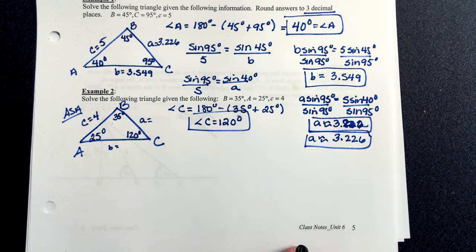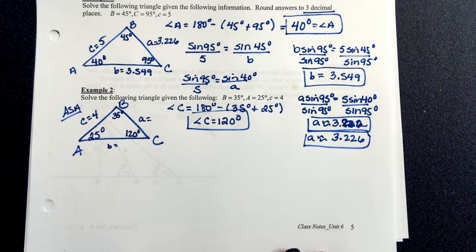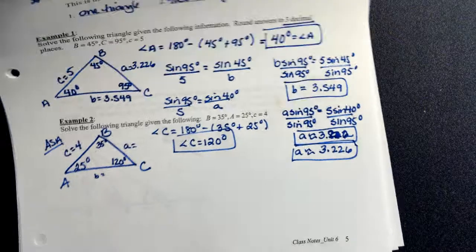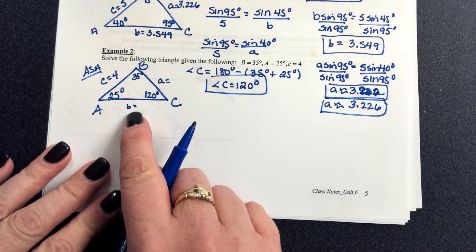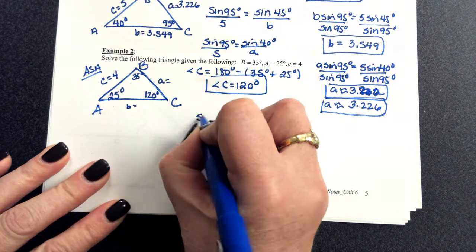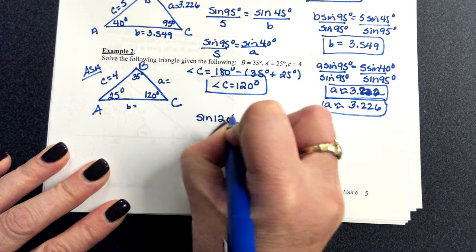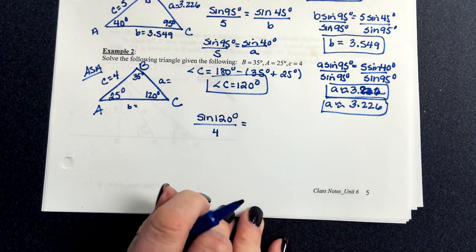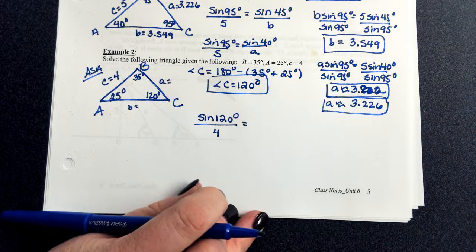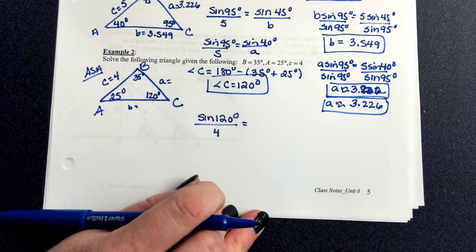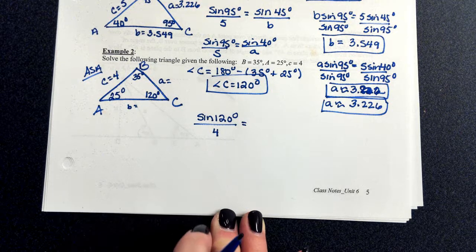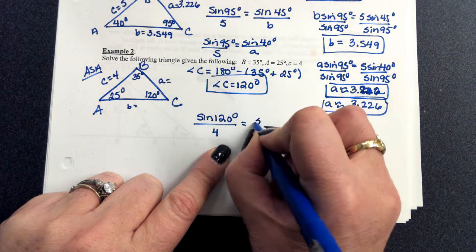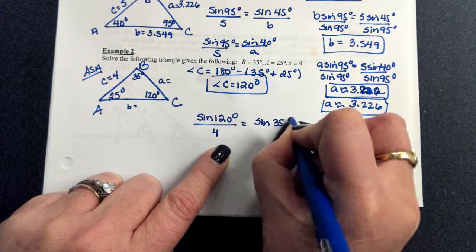So like I said, it doesn't matter. It's an eeny, meeny, miny, mo which side you want to solve for first. If you want to solve for side A or you want to solve for side B. So I'm going to go ahead and solve for side B. So I'm going to take the sine of 120 degrees over 4. Remember, when you're setting up your law of sines, you've got to know an angle and a side opposite for one of your fractions. So sine of 120 over 4 is equal to the sine of 35 degrees over B.